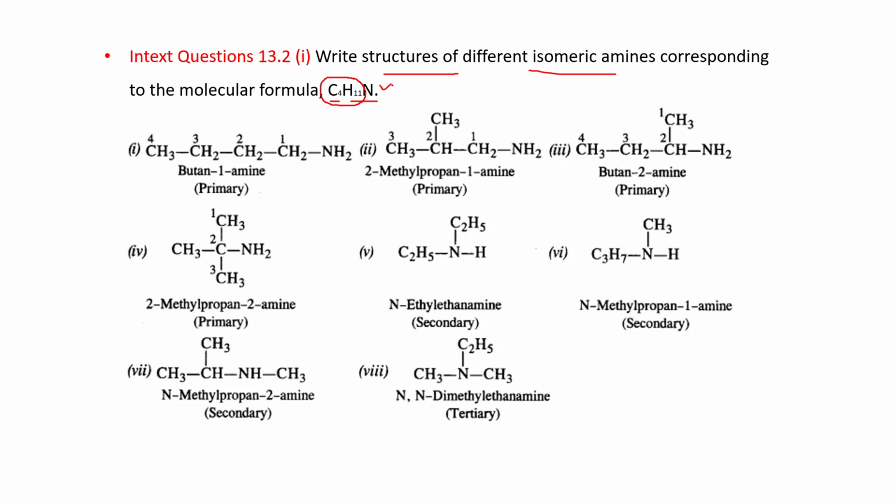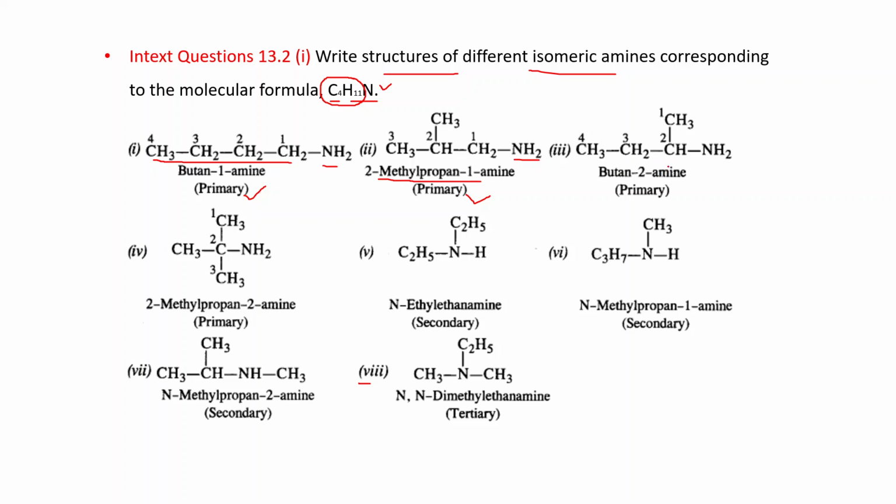Okay. Now in this C4H11N, 4 carbon atoms are attached to this nitrogen in different ways. Now we will get these 8 isomers. Now this one is butan-1-amine, CH3CH2CH2CH2NH2. This is primary. Now in this case, this NH2 is there, that's why this is the primary amine, and this is 2-methylpropan-1-amine.